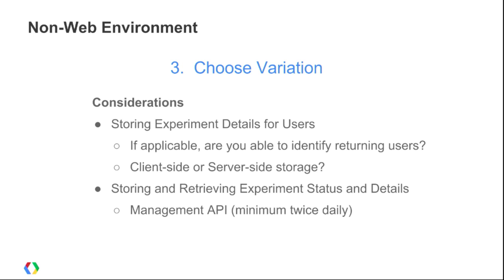What's important to consider in the non-web environment is how you're going to store information about particular users and what experiments they've seen. On the client side, a user visits a website, Google Analytics has a client ID, we know that the visitor has been exposed to an experiment, and we can store that in a cookie. So when they come back again, we know to show them the same variation they were originally exposed to. In non-web environments, this might not be easy. There might not be a way to store it on the client side, so you might have to manage this on the server side. It's really important to determine this early on so that you can set up your experiment properly.